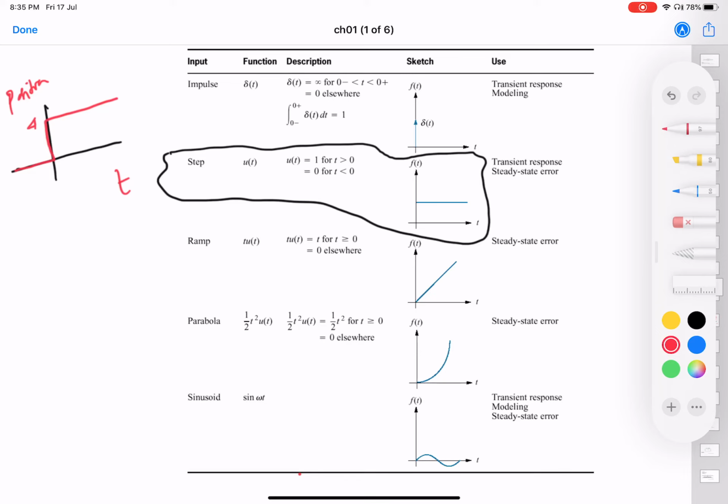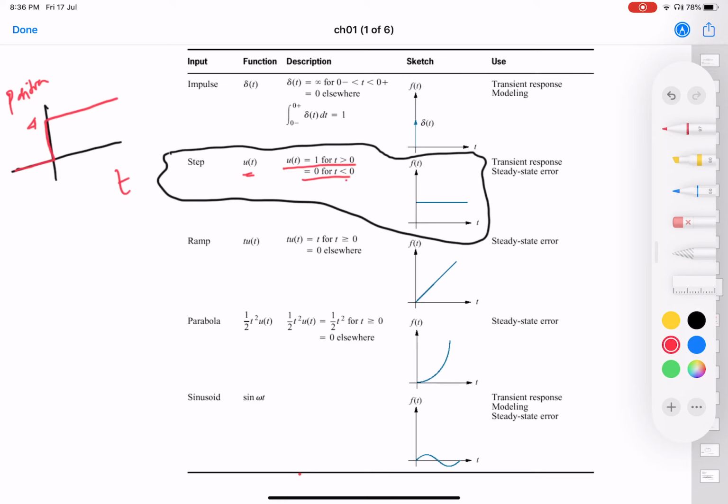And this is how it is represented. The value of the input is equal to 1 for t greater than or equal to 0, and it is equal to 0 for t less than 0, right? It is not defined at t equal to 0 because it is not single-valued at t equal to 0. It has a number of values at t equal to 0, and those values range from 0 to 1, right? So you see that u(t) is equal to 1 for t greater than 0, and u(t) is equal to 0 for t less than 0. At t equal to 0, it has all of these values.